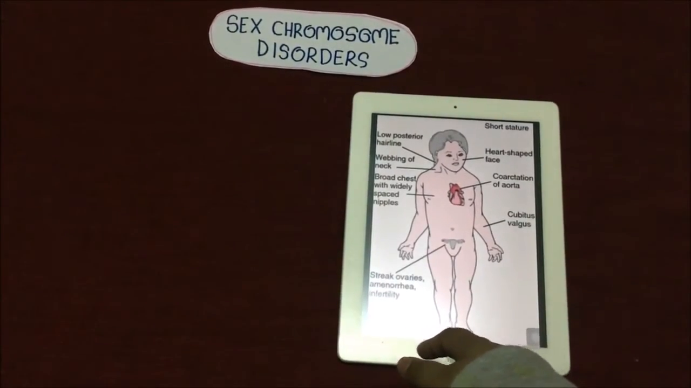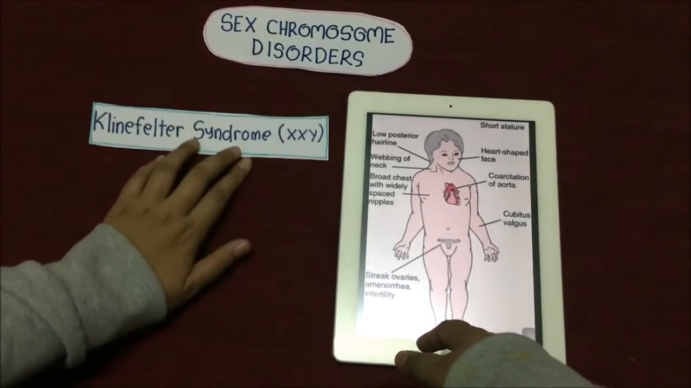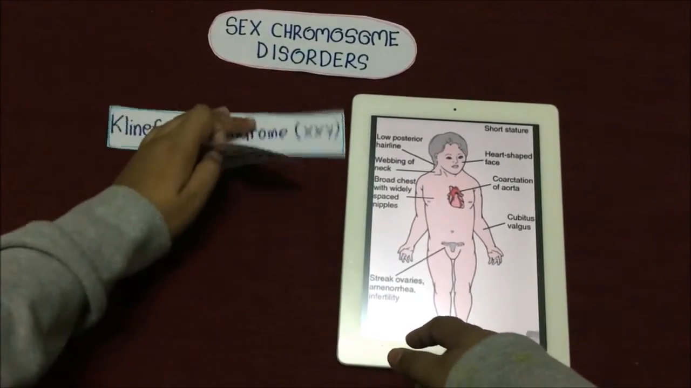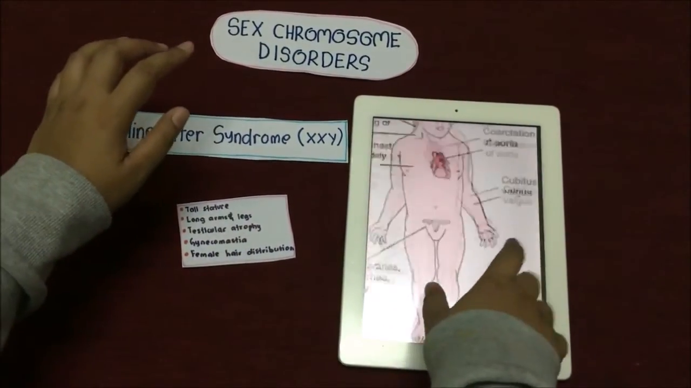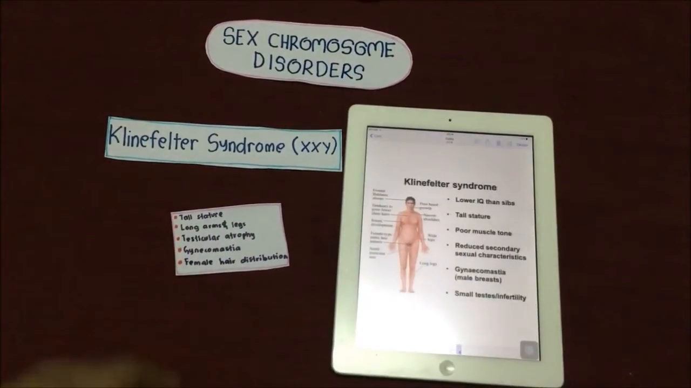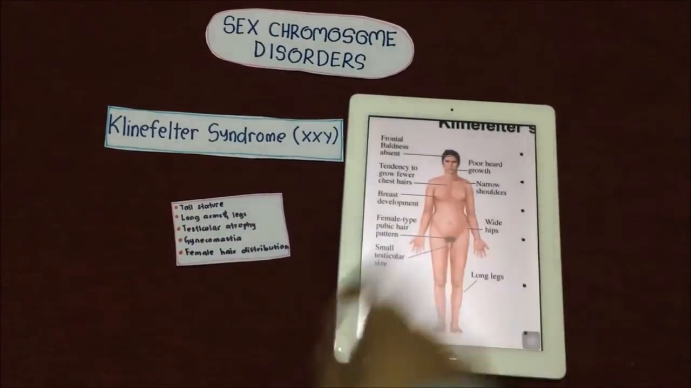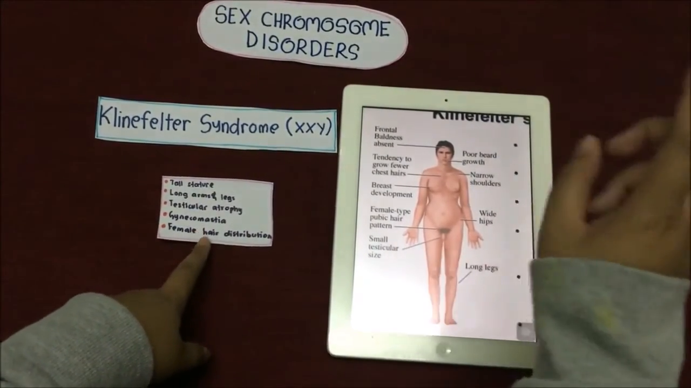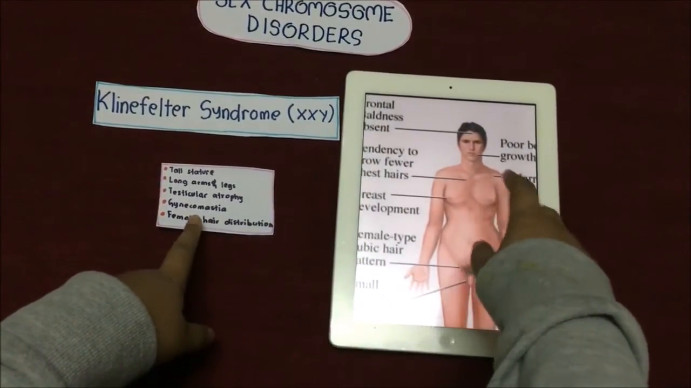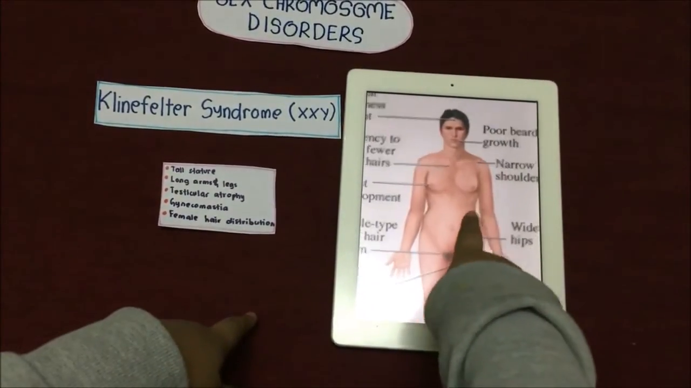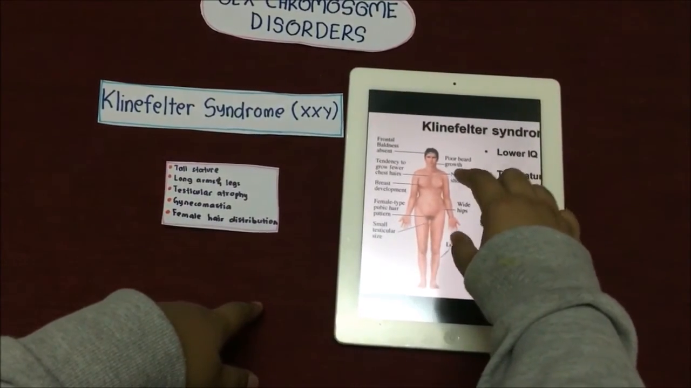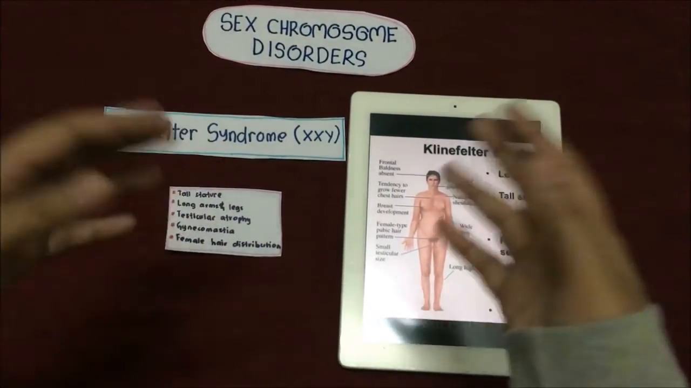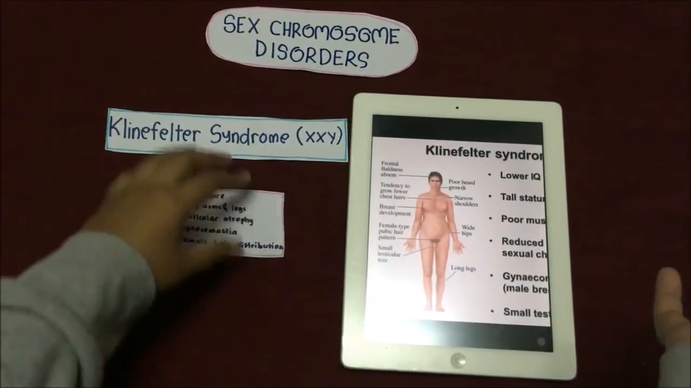Next is Klinefelter syndrome, where the patient will have 2 X and 1 Y chromosomes. Externally, the patients will have a tall stature, long arms and legs, testicular atrophy, which is a small testicular size, gynecomastia, which is breast development, and female hair distribution. The patient is male, but has a tendency to grow few chest hairs, more like a girl and less like a man.